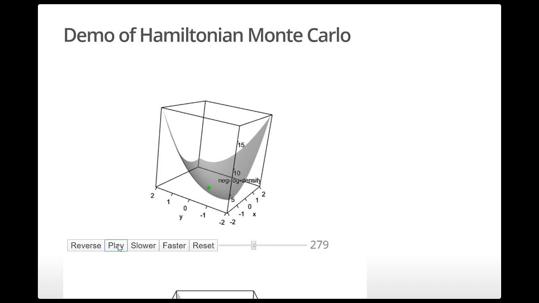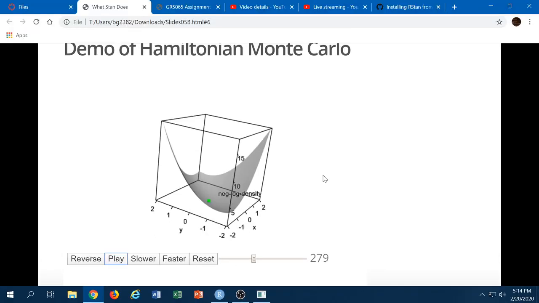Oh, now I'm stuck. This doesn't happen in actual Hamiltonian physics. No. Stop. Okay.